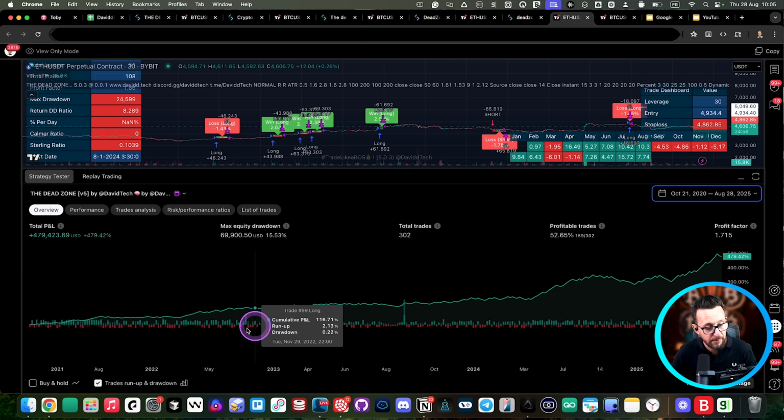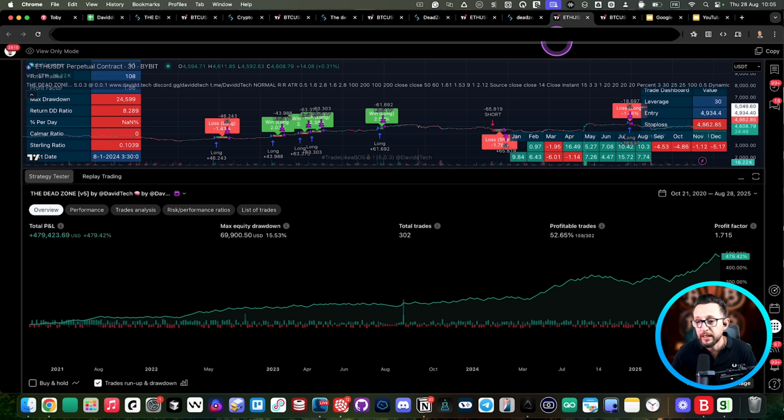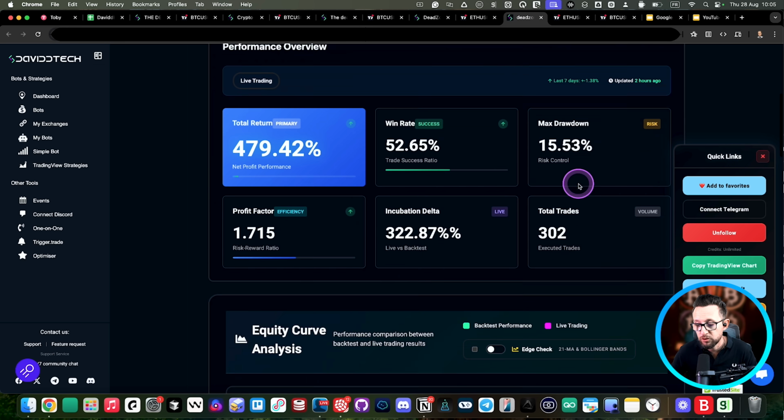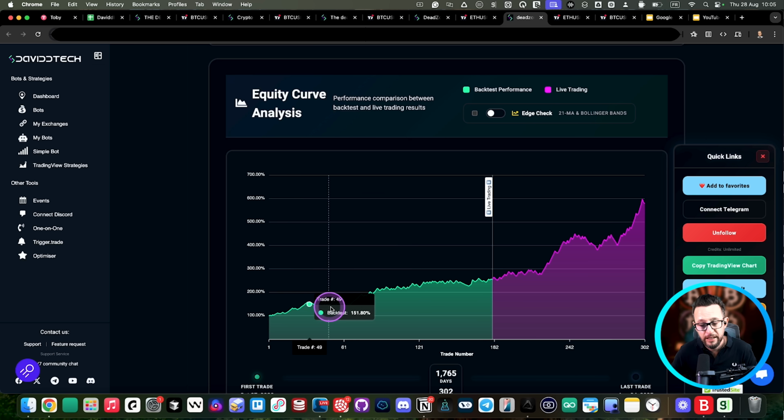The equity curve looks amazing as well. Let's go over to the live trading and have a look. The live trading on 30-minute looks a lot more impressive on Ethereum than it does actually on TradingView.